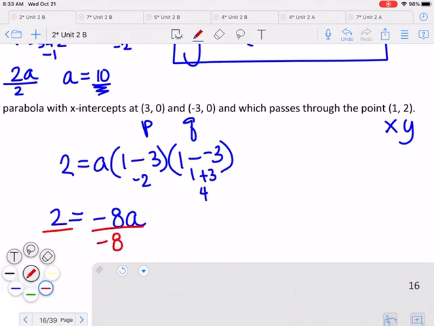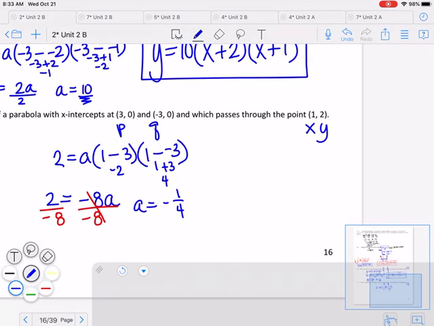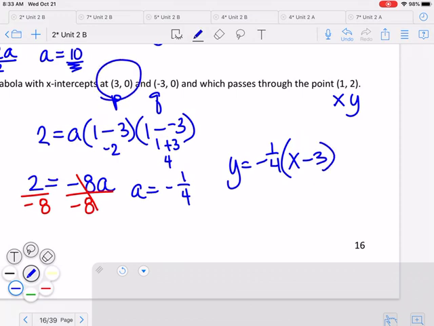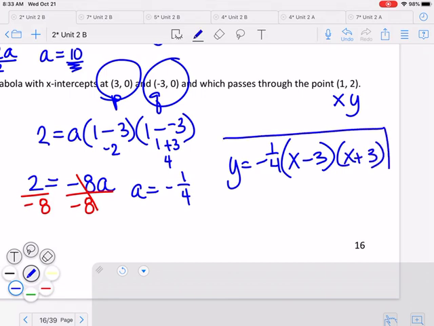Divide both sides by negative 8. Gives us a is equal to negative 2/8, which reduces to negative 1/4. So our a value is negative 1/4. So the equation is y equals negative 1/4 times x minus 3 times x plus 3. And there we go. That's it.